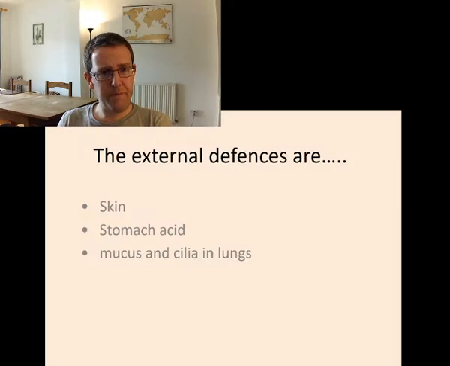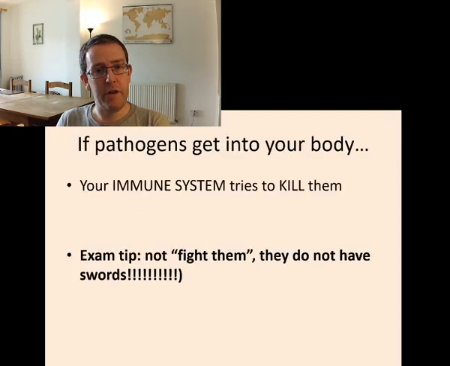The mucus and cilia in the lungs you've probably come across before in the context of smoking, because cigarette smoke paralyses them and makes it far more likely that an infection is going to get deeper into the lungs than it should. So, those are your external defences. Very, very straightforward. And they basically keep out at least 99.9% of the pathogenic bacteria that could potentially cause you a problem.